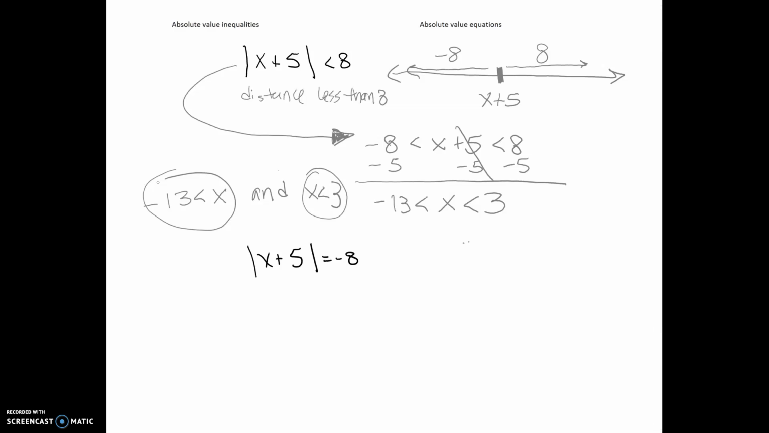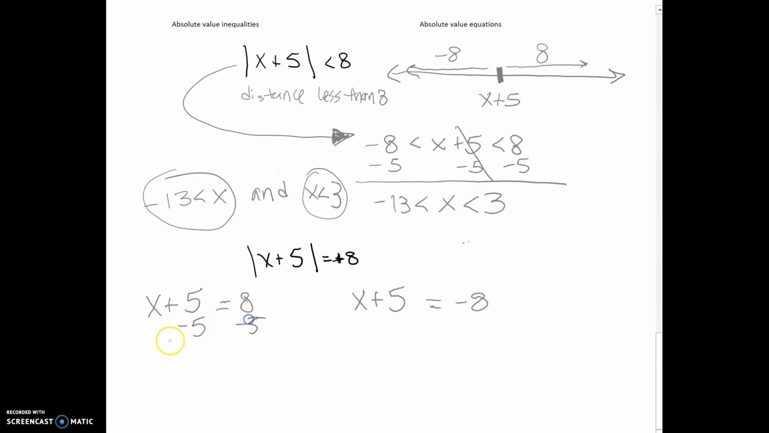Now, the second one, it's going to look almost exactly the same as the top, but we just won't have inequalities. When you have an absolute value equal to a number, I don't know why this negative is here. I apologize for that. That's not supposed to be there. That's a plus 8. How we set this up is the things that have an absolute value of 8 are 8 and negative 8. So the stuff inside the absolute value has to equal 8, or the stuff inside the absolute value has to equal negative 8.